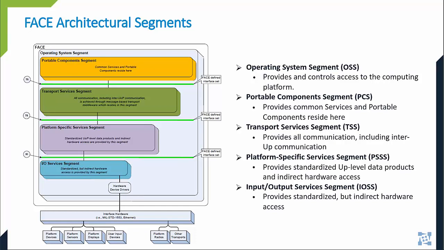So data distribution and capabilities that include routing, prioritization, addressability, transformation, persistence, and much more. RTI's Connext TSS is one example of an available UOP.